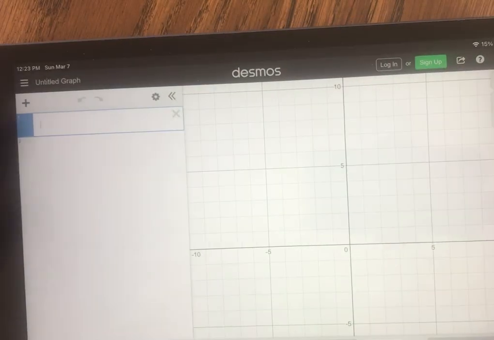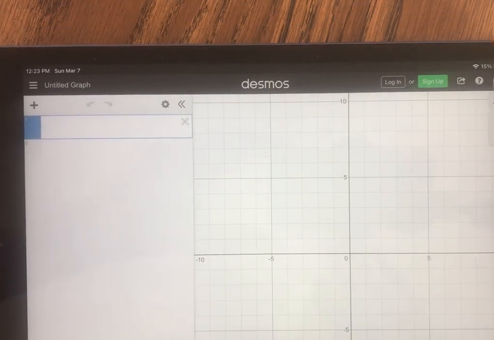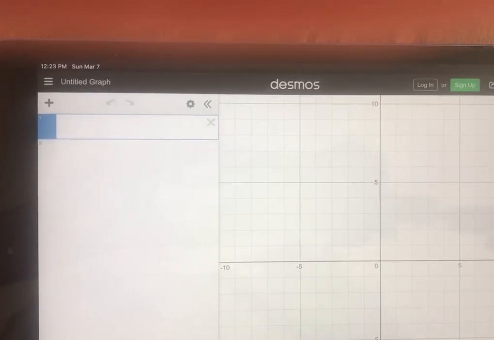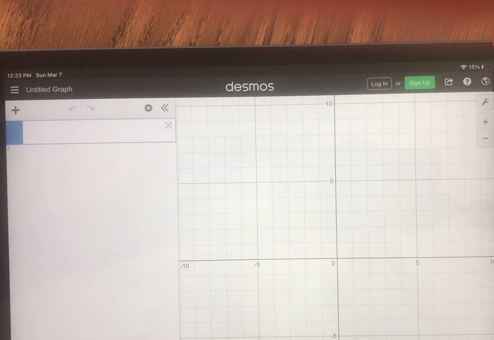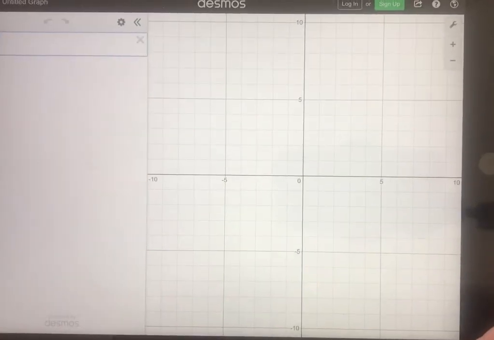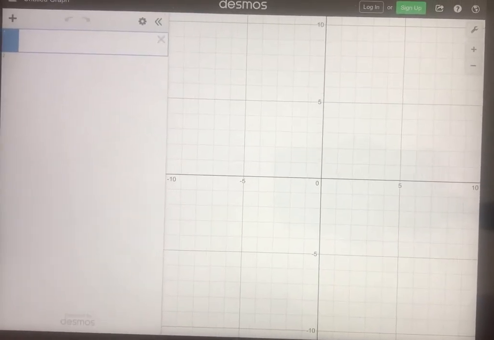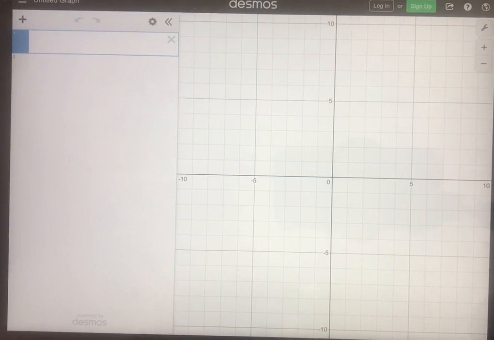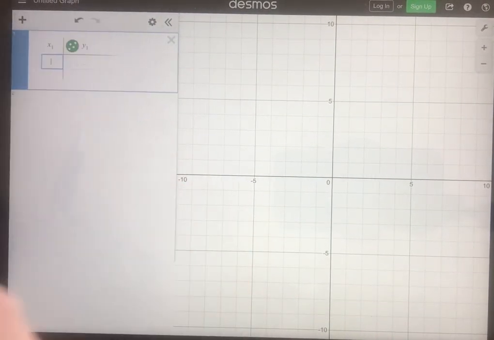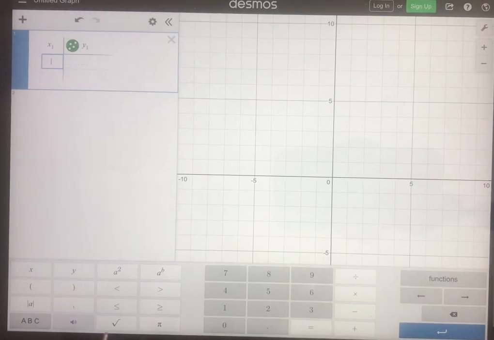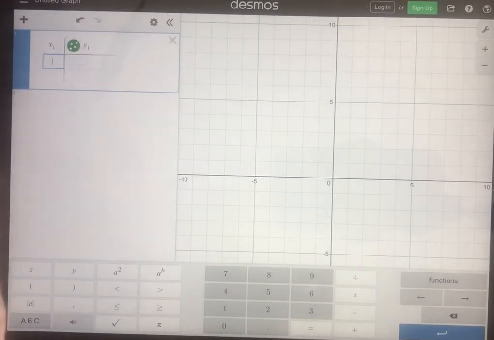Okay, what does that look like in Desmos? I had to do a quick change of something there. Okay, I got it up for you. So we're going to go into Desmos, go to the plus symbol, and add a table. We're going to put our data in, and Desmos will plot it for us.